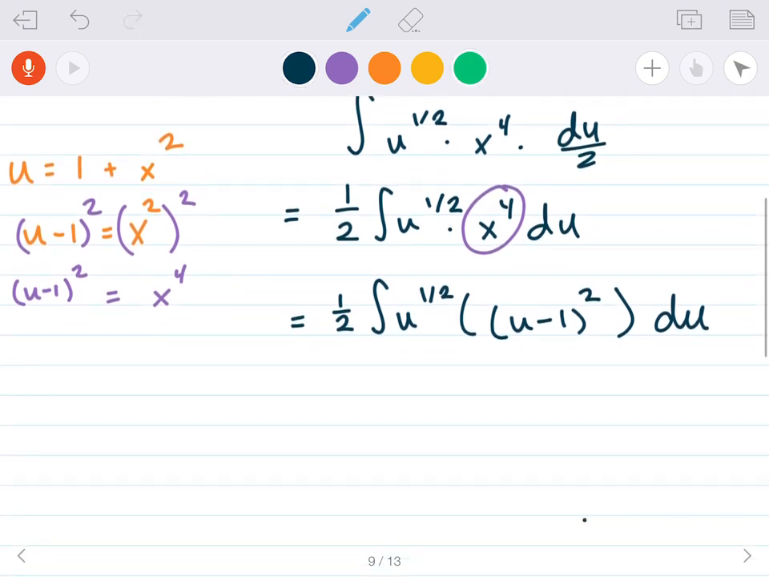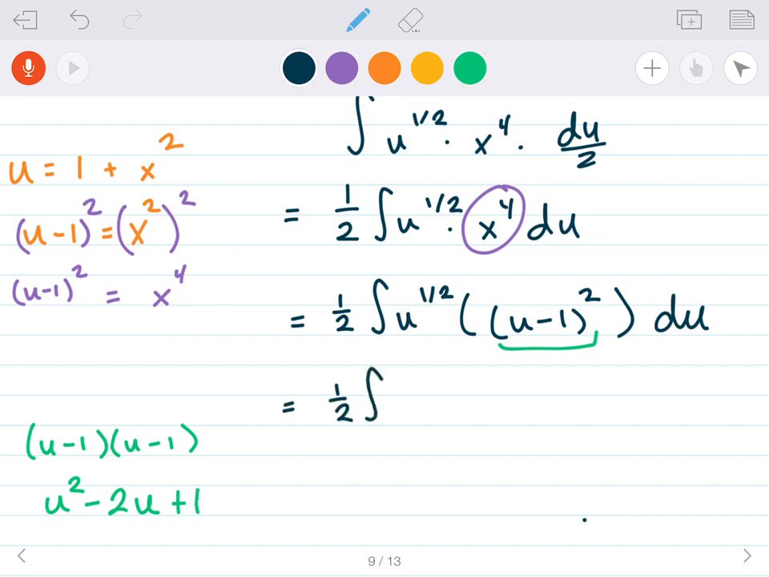What I can do, though, is FOIL this thing out. So let's do that off to the side. I'm just trying to make this look like a polynomial function, right? So when I FOIL this, I get u squared minus 2u, and minus 1 times minus 1 is a plus 1. All right, so let's go ahead and write that here. We got u to the 1/2 times u squared minus 2u plus 1 du. Okay?